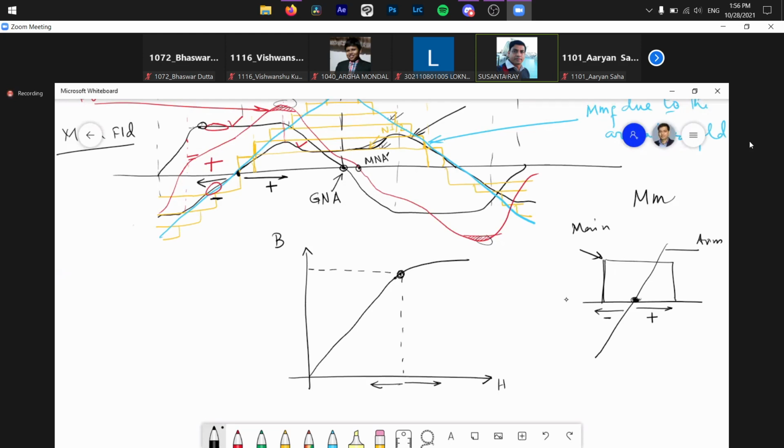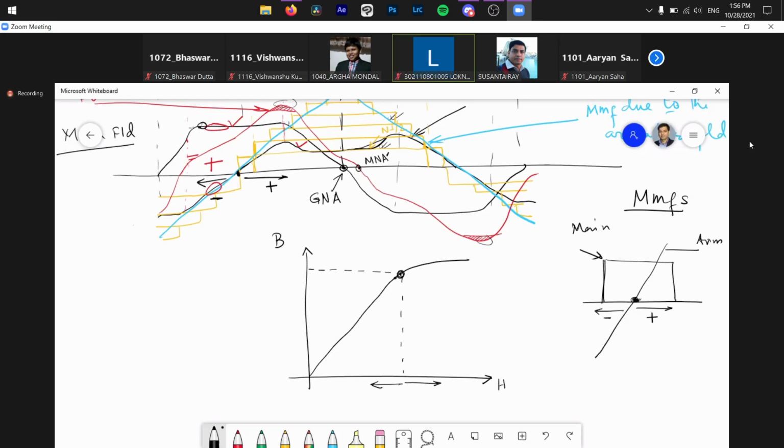So these are the MMFs only I have drawn here, not the flux. Understood? I have drawn only the MMFs, not the flux. One is the main field MMF and the other is the armature field MMF. Now got this point? Yes, sir.